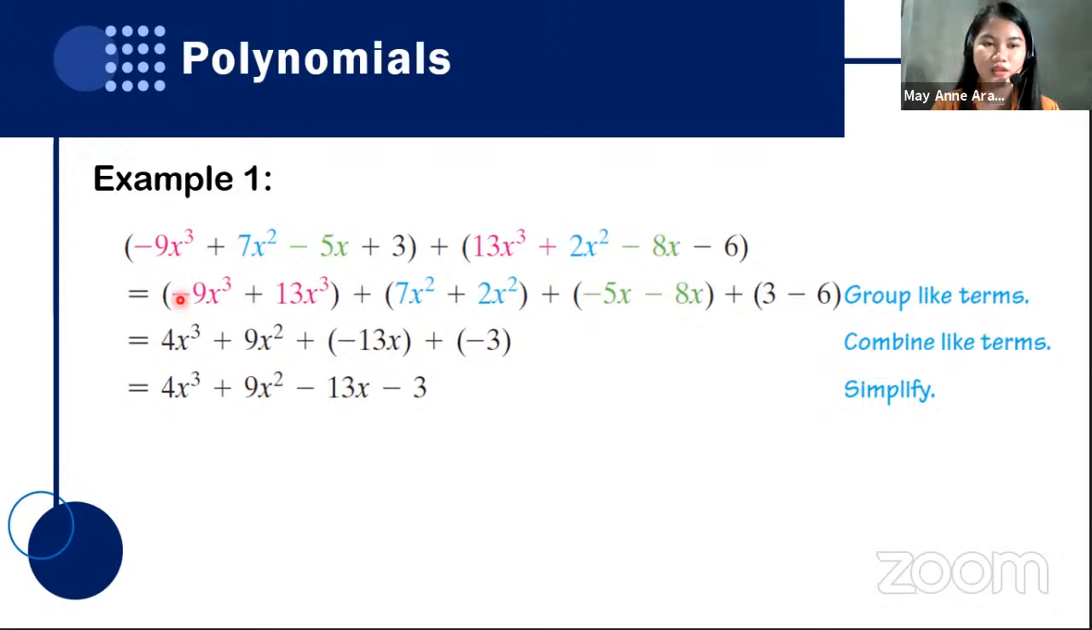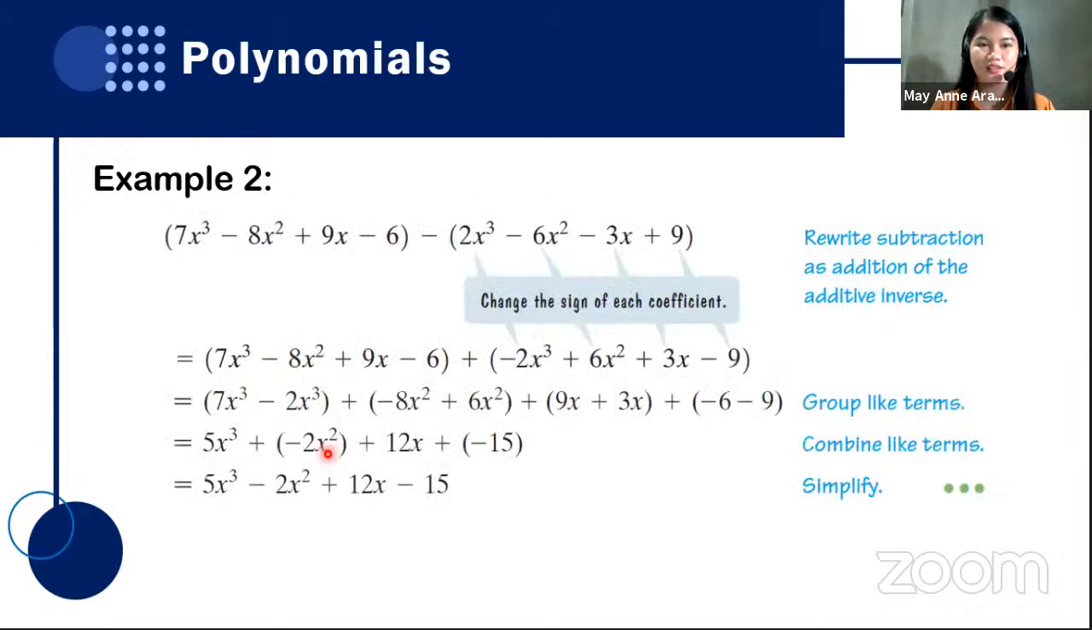So, combine nyo lang sila. So, negative 9 plus 13 is 4. Then, just copy the variable, x cubed, and 7 plus 2 is 9, x squared, and negative 5 minus 8x. Okay, same sign yun ha. So, add, negative 13x, copy the common sign, which is negative, and 3 minus 6 is negative 3. Then just don't forget to simplify this. So positive times negative is negative, so negative 13x. Again, positive times negative is negative 3. So this will be your answer: 4x cubed plus 9x squared minus 13x minus 3.